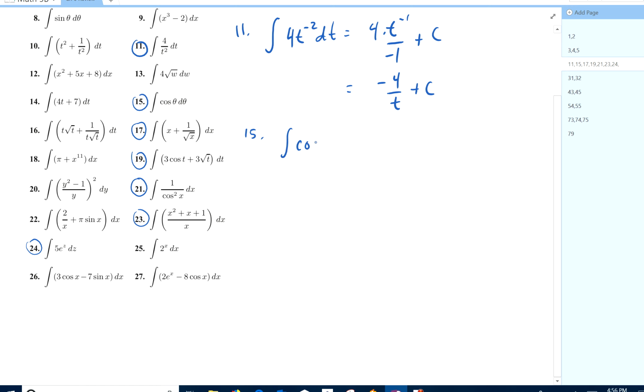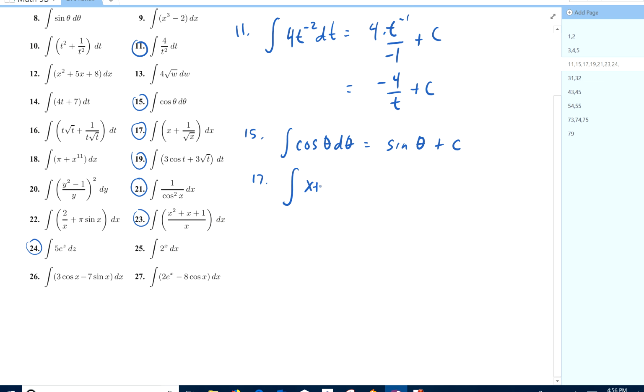15. The integral of cosine theta d theta is, we talked about this in class, sine of theta plus c. How do you remember the negative? Well, more often than not, I just think, what's a derivative of sine? Cosine, so I'm good.